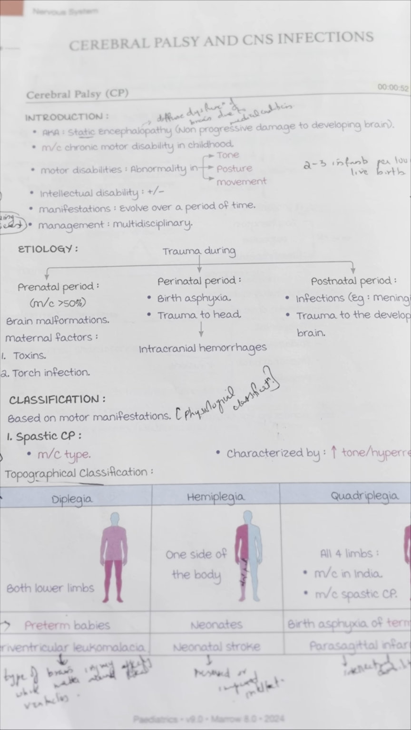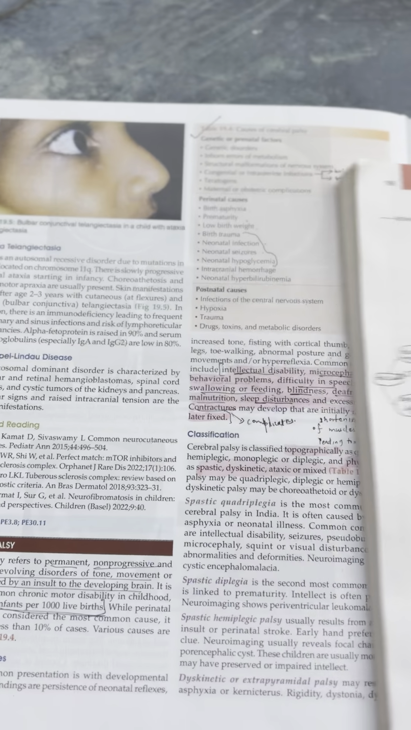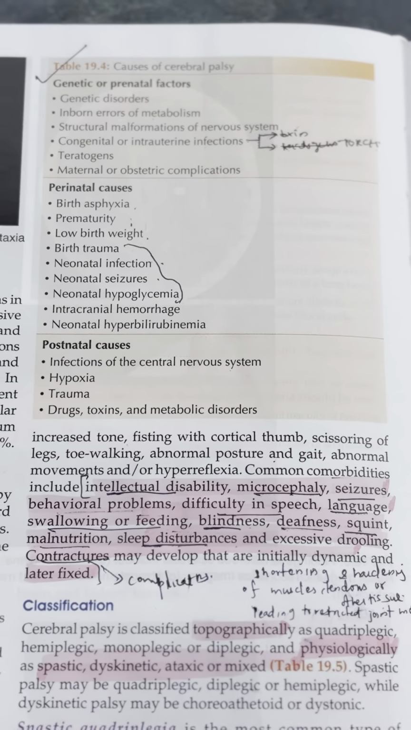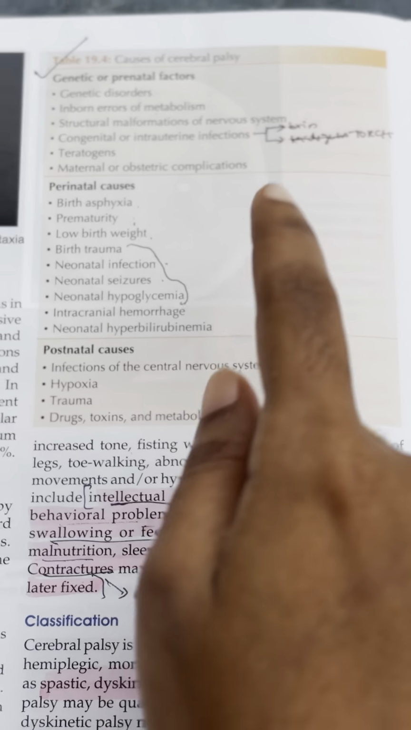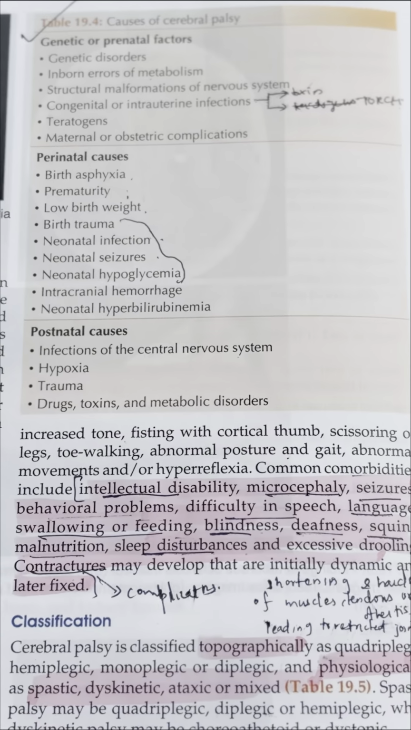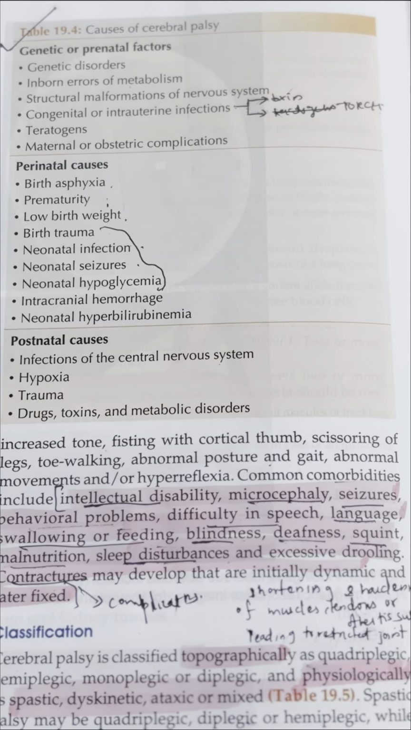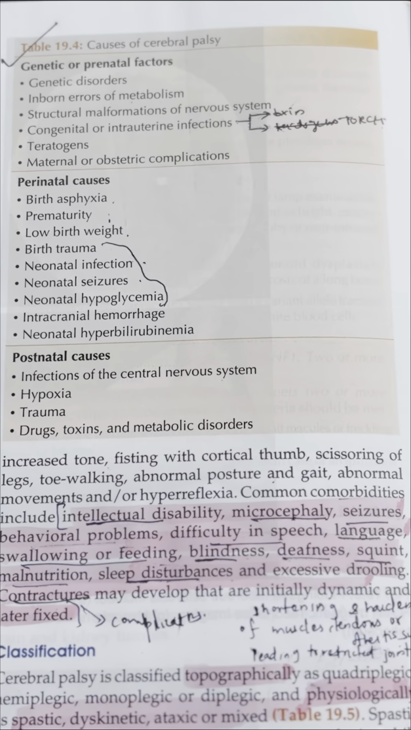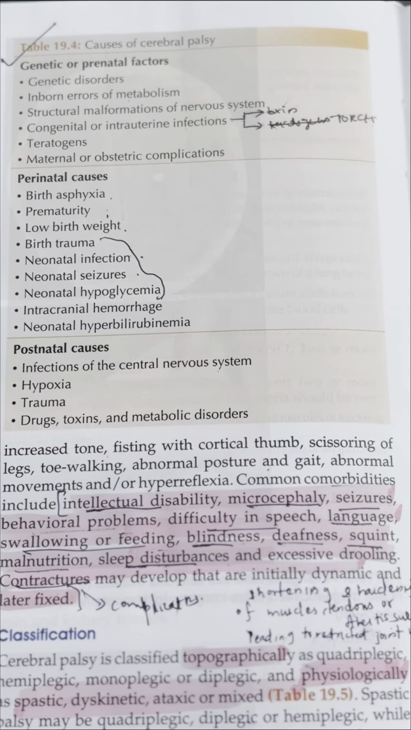Now coming to the etiology. Etiology, there are mainly three factors, that is prenatal factors, perinatal factors, and postnatal factors. In prenatal factors, it mostly includes genetic disorders, inborn errors of metabolism, brain malformations, congenital or intrauterine infections, for example, TORCH infections, toxins, teratogens, maternal or obstetric complications.